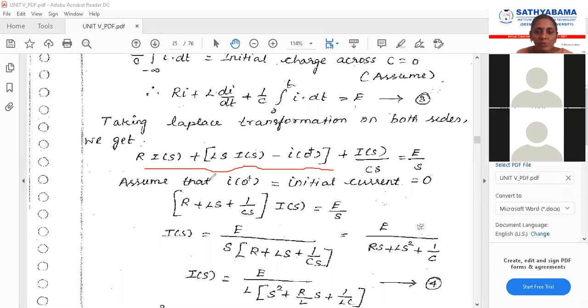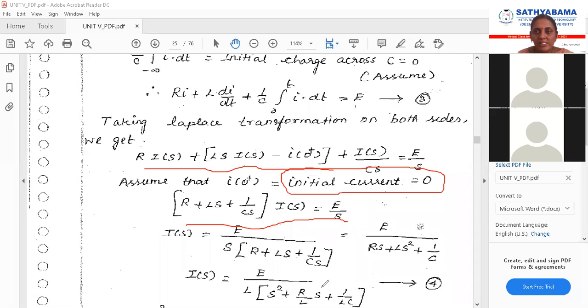Again, for the inductance, we assume the initial current is 0. That's what I told you. For inductance, it is always the current; for capacitance, it is always the voltage. The initial voltage is assumed to be 0 in the capacitance, and the initial current is assumed to be 0 in the inductance. Now, R plus Ls plus 1 by Cs into I(s), rearranging the terms and pulling out I(s), is equal to E by s. So I(s) is equal to E by s into R plus Ls plus 1 by Cs.